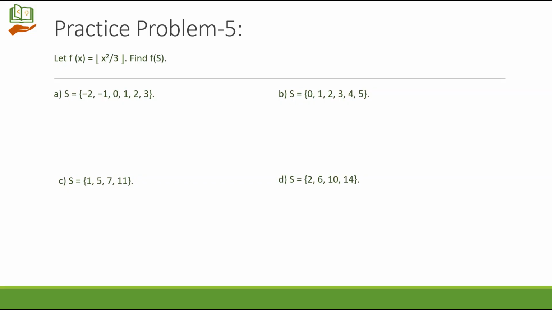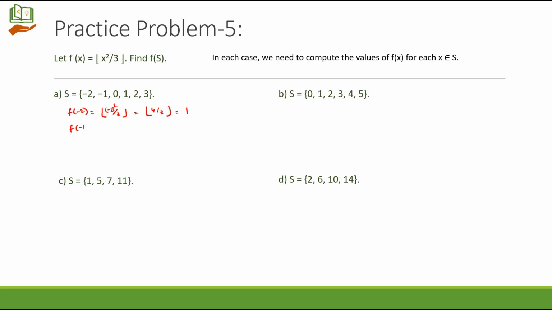Next problem. Let f of x is equal to floor of x square divided by 3. Find f of S. So they have given the set S, the domain part. Now we have to find the values of the function. Now let's take f of minus 2. This will be floor of minus 2 the whole square by 3. This will give a value of 4 by 3. This will be 1 point something. So the value is 1.